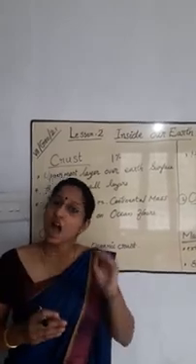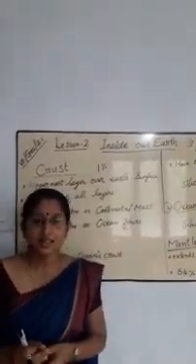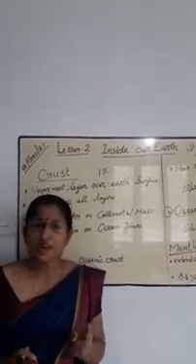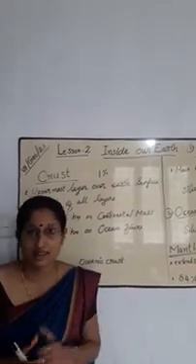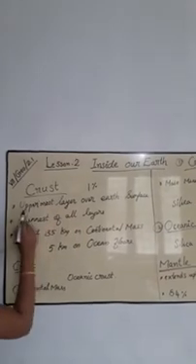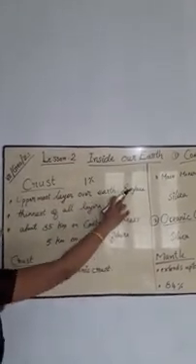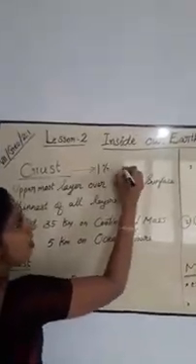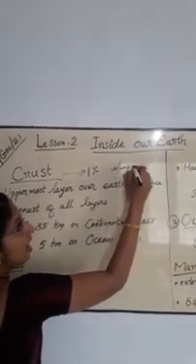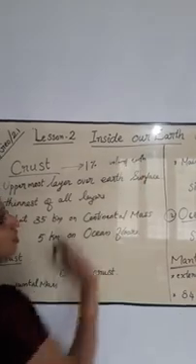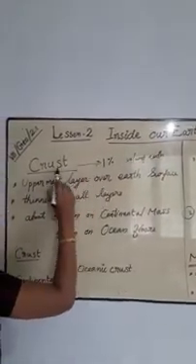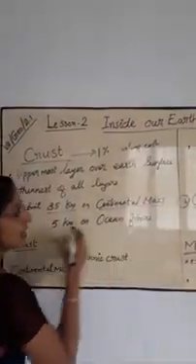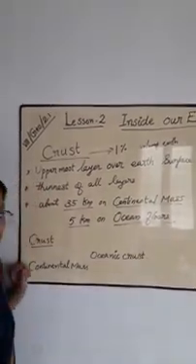Crust is the uppermost layer of our earth, and it is the thinnest layer of all. Only 1% of the volume of our earth is crust. I repeat, crust is the uppermost layer of the earth's surface, the thinnest of all layers. Only 1% of the volume of our earth is crust: about 35 km on continental mass, 5 km on oceanic floors.